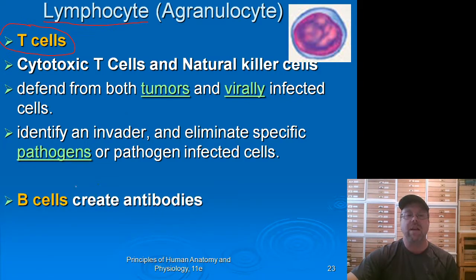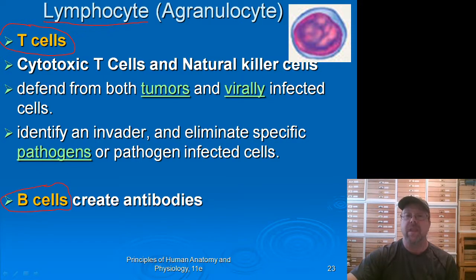Now, for this class, I'm going to keep this really simple because we don't have time to go into all the different types. But these T cells are a group of cells. So I gave you some examples: cytotoxic T cells, natural killer cells. We have T helper cells, T suppressor cells, T memory cells.